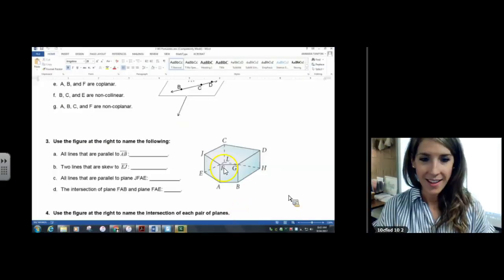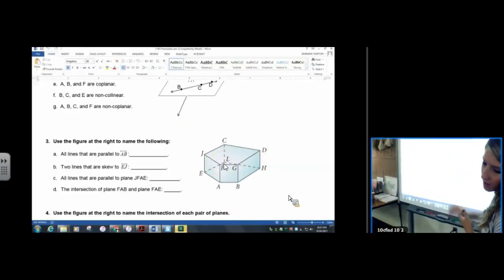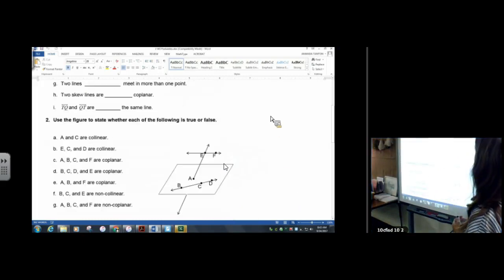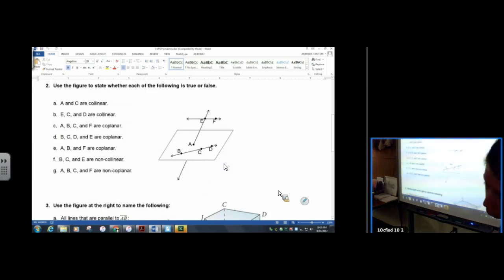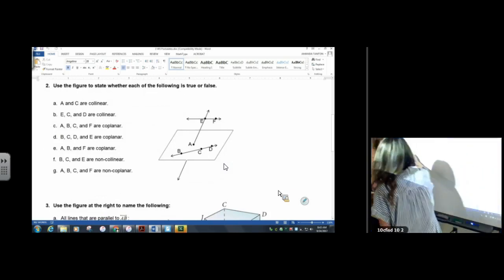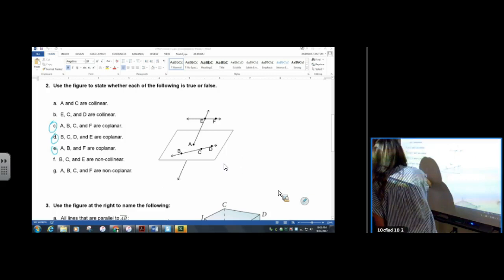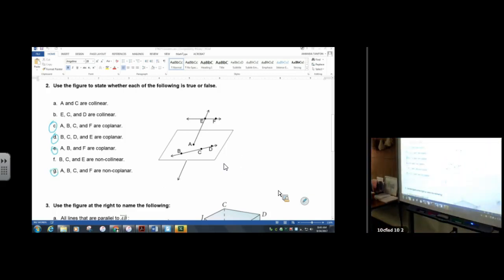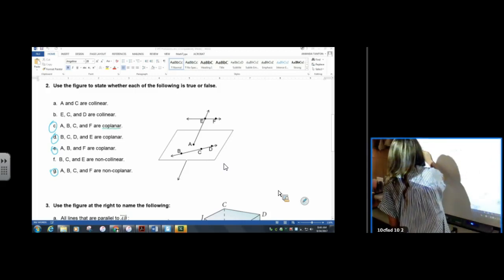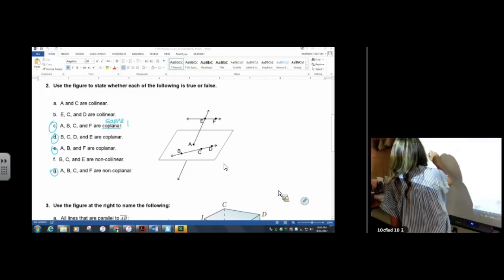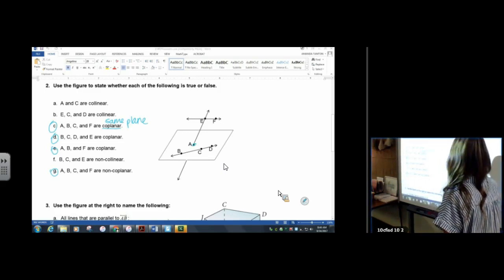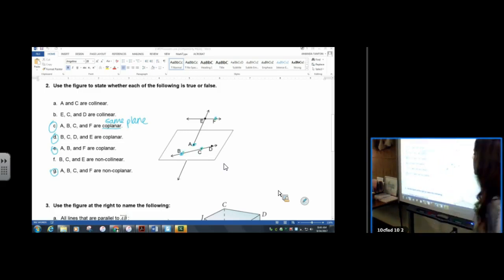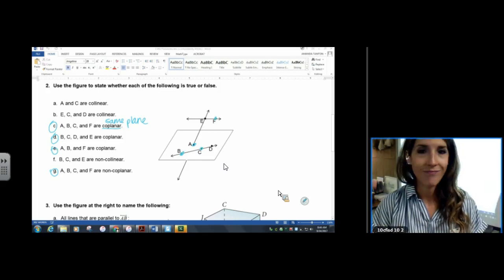So, all right, looking at the homework, let's look at 2C. Use the figure to state whether each of the following is true or false. These are the ones I was asked about. Okay. A, B, C, and F are coplanar. Coplanar means same plane. So are points A, B, C, and F in the same plane?